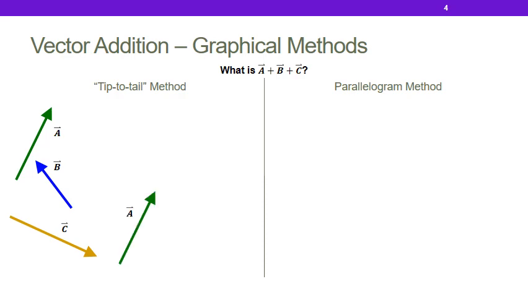I start with A, just as I did before. At the tip of A, I draw B, just as I did before. And now at the tip of B, I draw C.